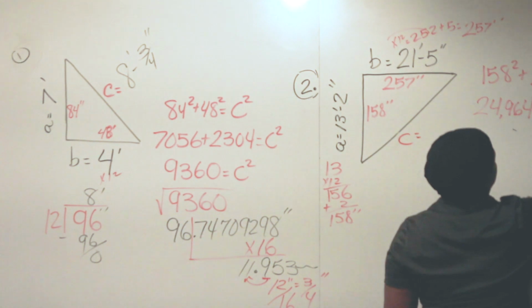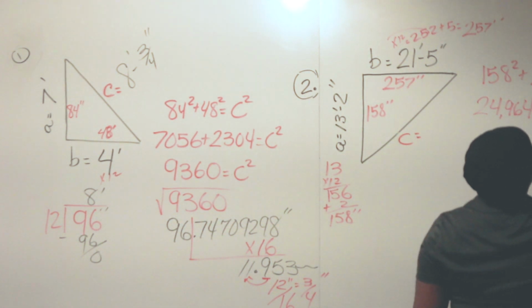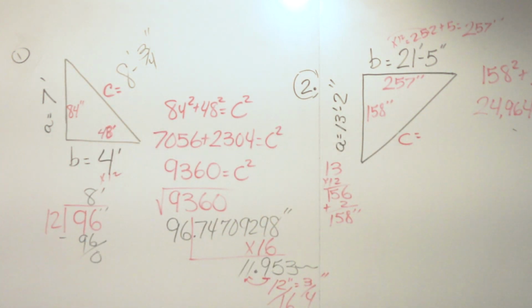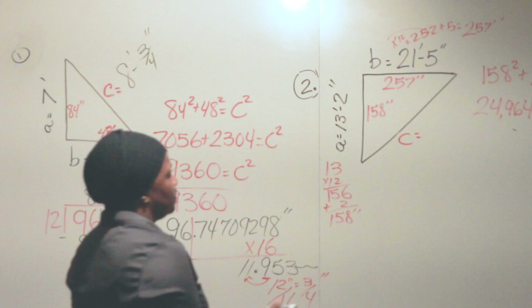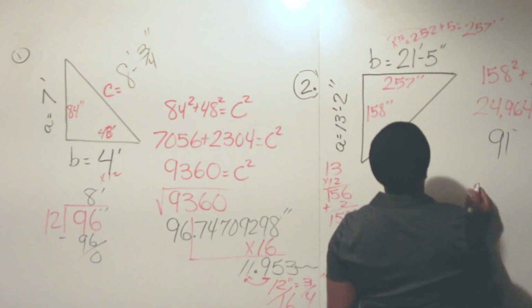66,049. Don't erase anything. So now you got 66,049. Add that 24,964 to it. Don't forget you got that. And tell me what you get.